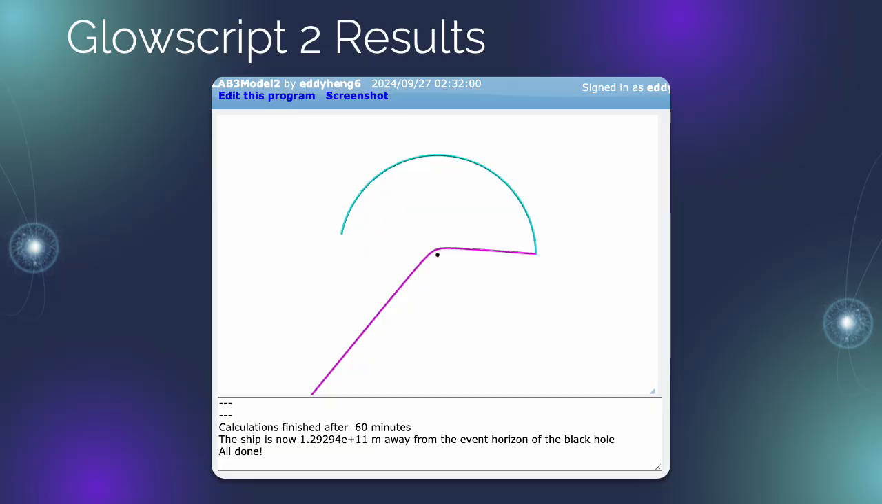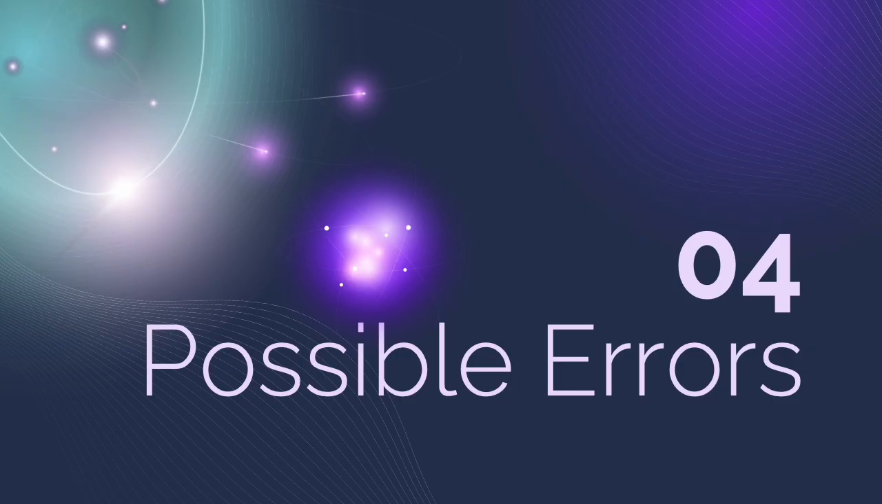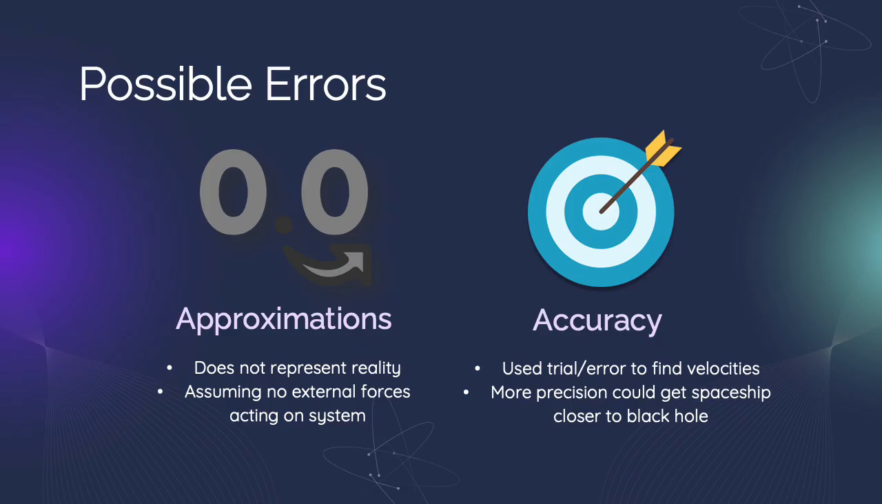As you can see from the code we just compiled, the graph shows the spaceship leaving the system successfully over an hour. So what kind of possible errors could we have encountered? Approximations are one of our possible errors. The simulation does not actually represent reality, and it also assumes that there are no external forces acting on the system. Another possible error would be accuracy. The trial and error could be much more precise, with velocities that could get the spaceship closer to the black hole, and more precision could do that as well.